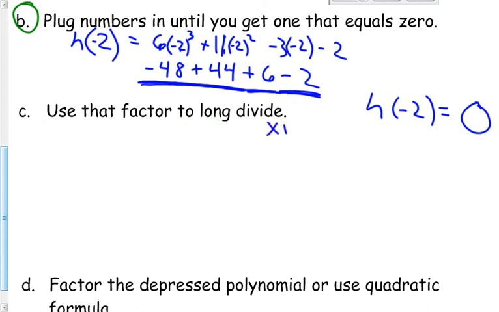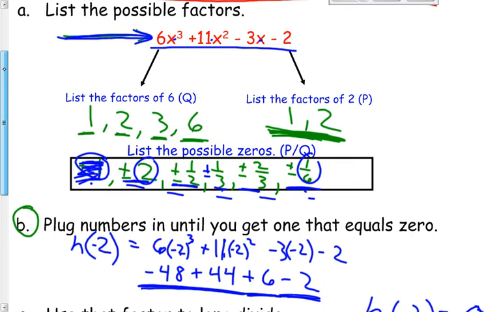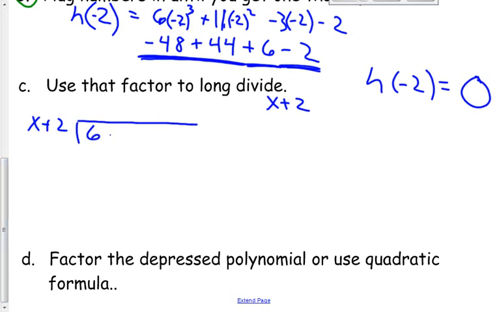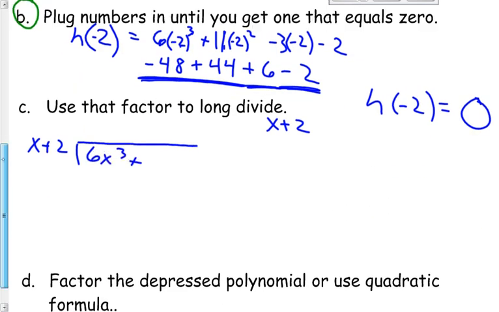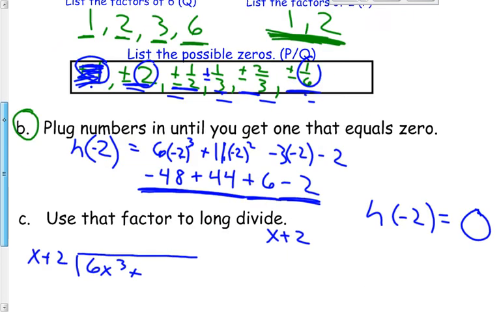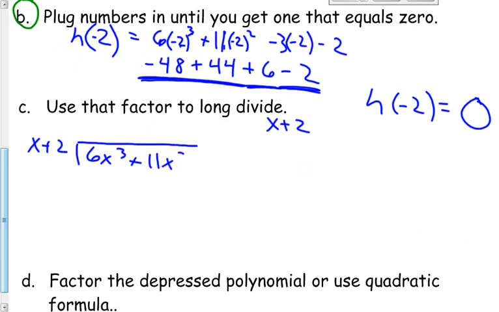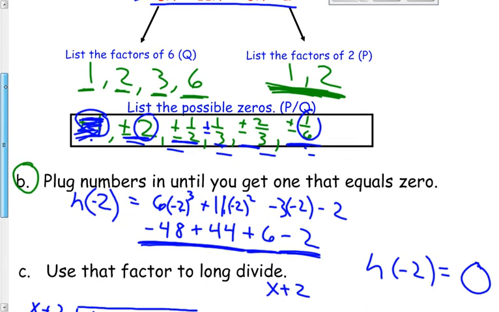So x plus 2 is the factor. So let's use that to long divide. X plus 2 goes into our dividend, which is 6x cubed plus 11x squared, and then we got minus 3x minus 2.